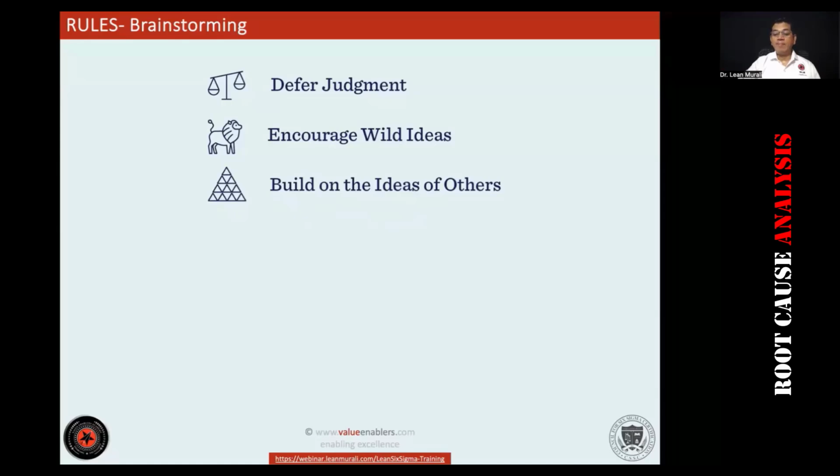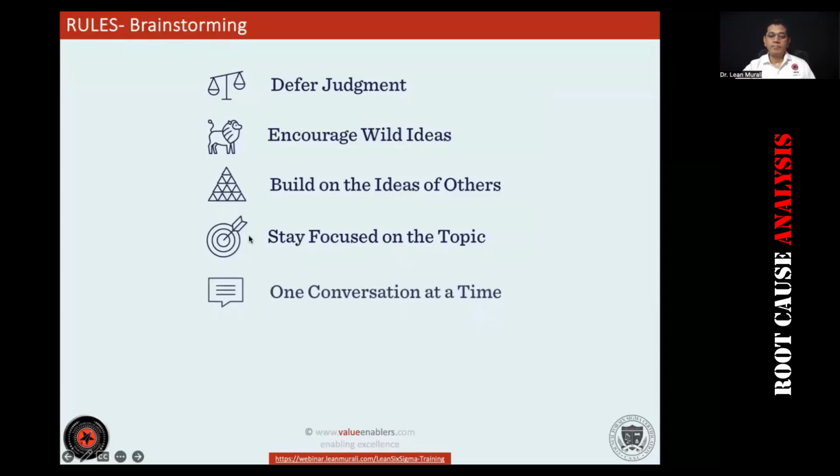And I like somebody has typed, let them think out of the box. Very good. But very important is you should always stay focused on the topic. You should not start brainstorming with multiple topics. You should stay focused on the topic. SFT, stay focused on topic. And very important is the person who is facilitating the brainstorming should make sure that there is one conversation at a time. OCT, one conversation at a time.